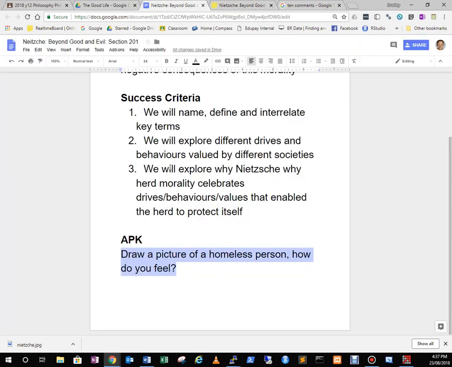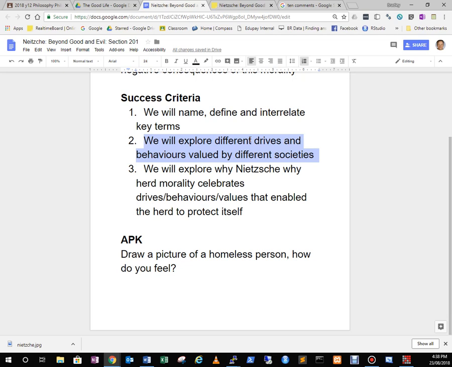So, what have we got here? Did we name, define, and interrelate key terms? Did we explore the drives and behaviours that were valued by different kinds of societies? Well, obviously, ancient Rome would use a positive spin on all the values that he mentioned because they served the interest of Rome. Whereas, of course, Christian Europe had a positive spin on other values because it served the interest of the herd class, or the herd-based society, because it's afraid.